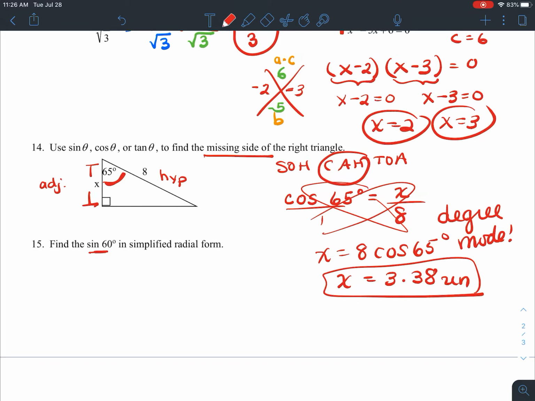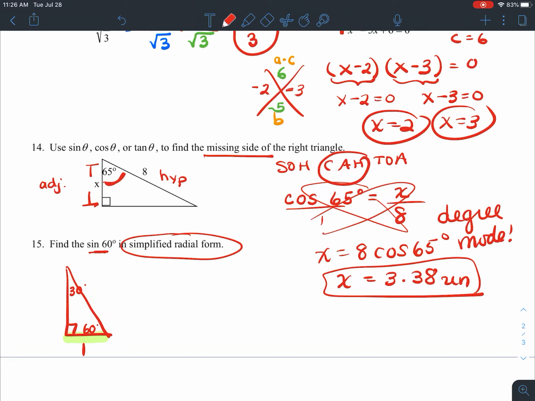Okay, and lastly, it wants you to find sine of 60 degrees, not typed into your calculator, but in simplified radical form. Okay, so I'm just going to draw a right triangle. I'm going to label that this is 60, which automatically means that's 30. This is a special right triangle, 30, 60, 90. I can technically pick any number I want for my short leg. Okay, the short leg is the key leg in a 30, 60, 90 triangle. That's the leg opposite the 30-degree angle. So I'm just going to make that 1.